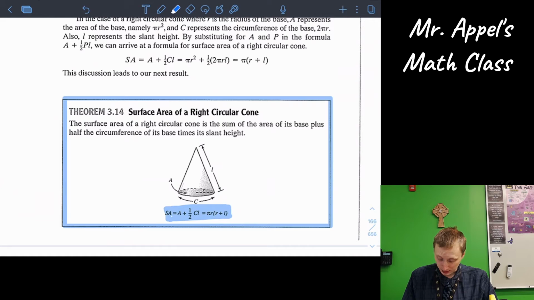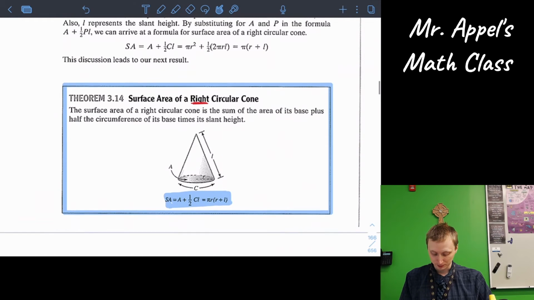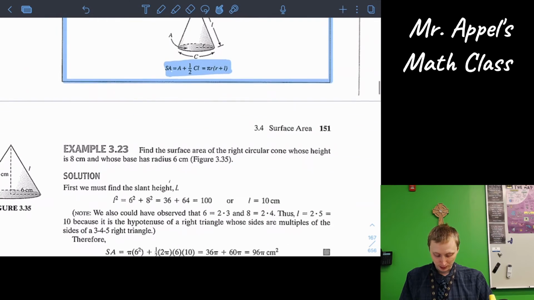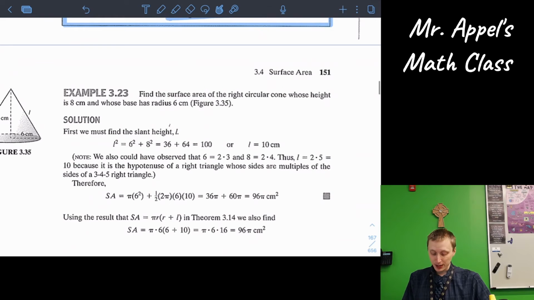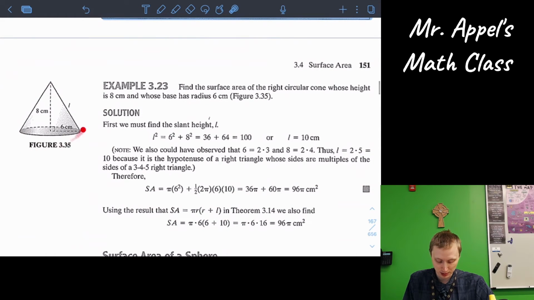Go ahead and add that one to your notes. Surface area of a right circular cone. Yes, it must be perfectly up and down. So, for example, find the surface area of a right circular cone whose height is 8 centimeters and whose base has a radius of 6 centimeters. We've got a nice picture here on the side of what that would look like.